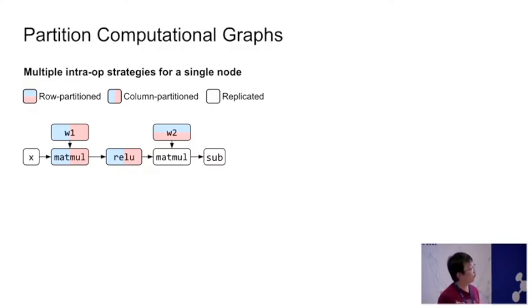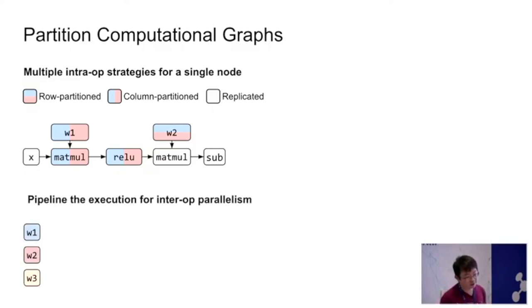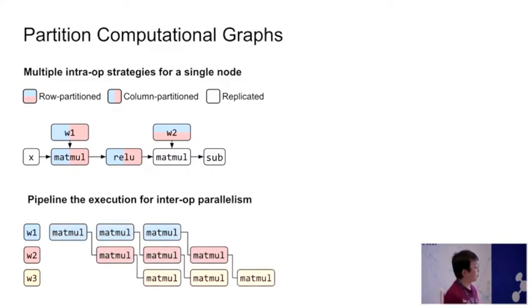And for the interoperator parallelism, we can increase device utilization by pipelining the computation of multiple input batches. As shown in this figure, we can put 3 layers on 3 devices, and then we can keep all devices busy by letting them work on different input batches.